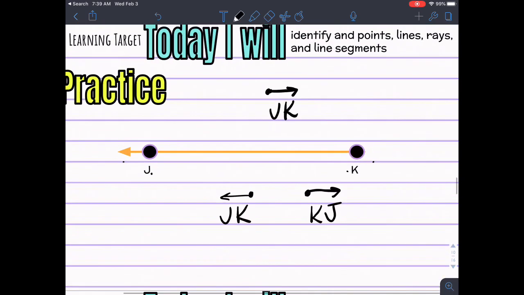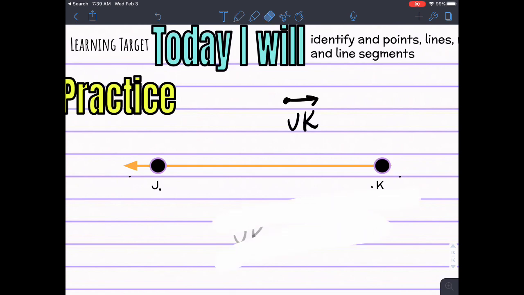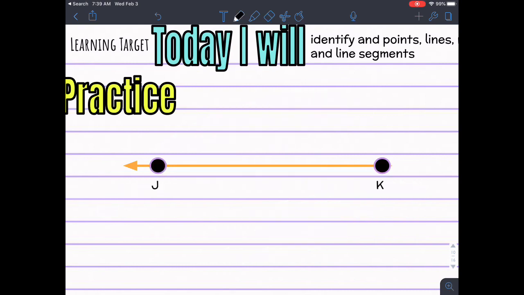The one I want you guys to focus on today, to be extra careful, is the rays. Okay? Make sure you are looking carefully at the letter and whether it goes on or whether it's an endpoint. Make sure you look at your letters carefully. K is an endpoint. I make my dot there. J is an arrow because it goes on. That is the ray side.